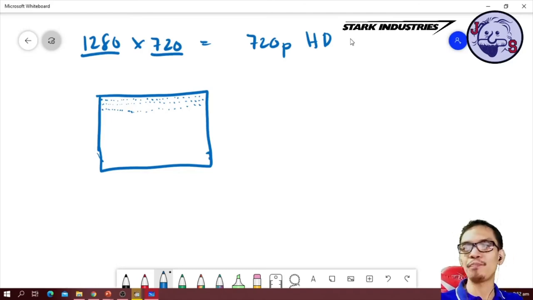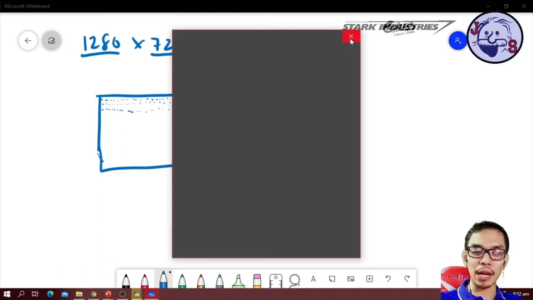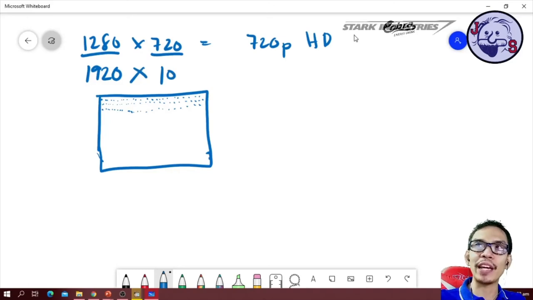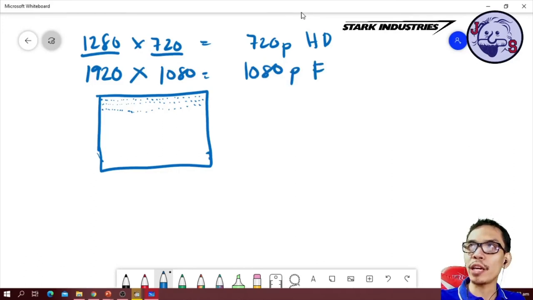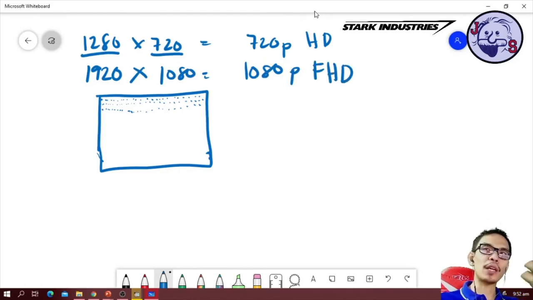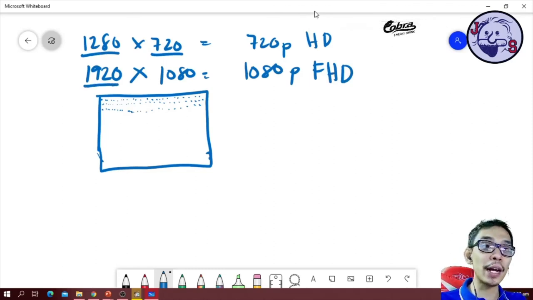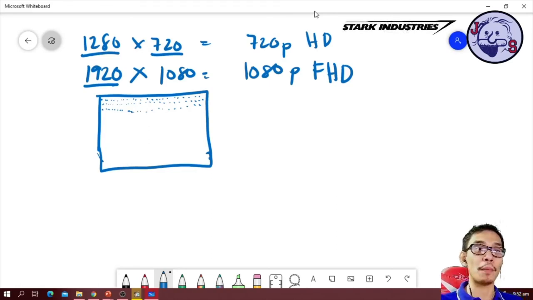Now, how about the 1080p, which is the full HD? In 1080p, it uses 1920, which is higher than the previous one, times 1080. This is 1080p, full HD. It's the same thing: you count 1920 pixels, and then you repeat it 1080 times on that particular screen that you have over here.